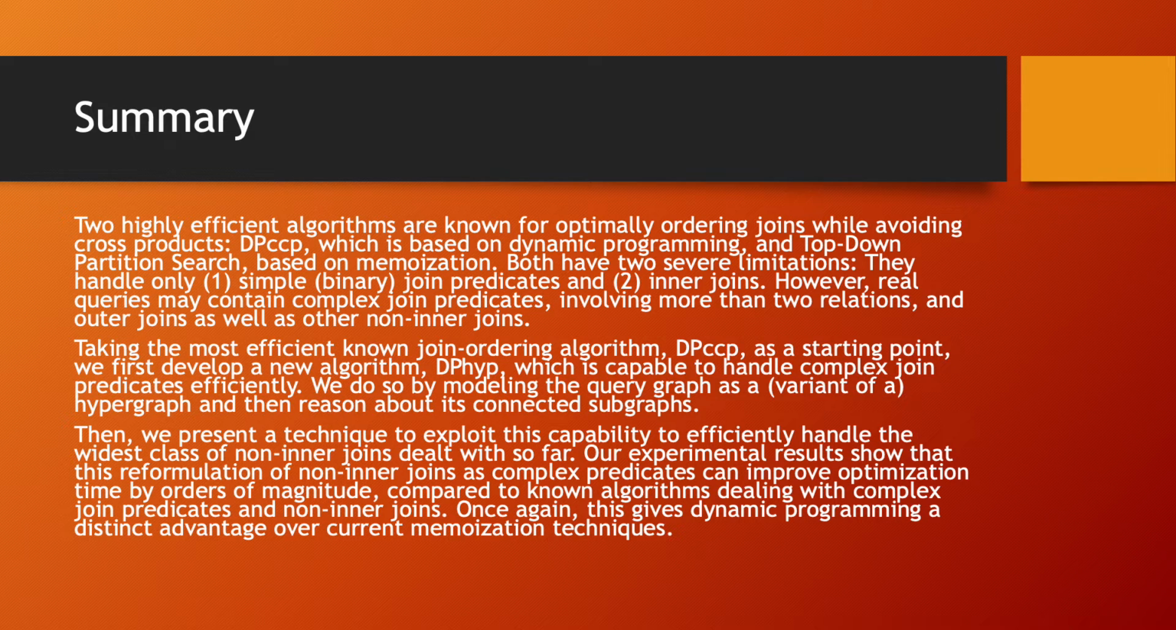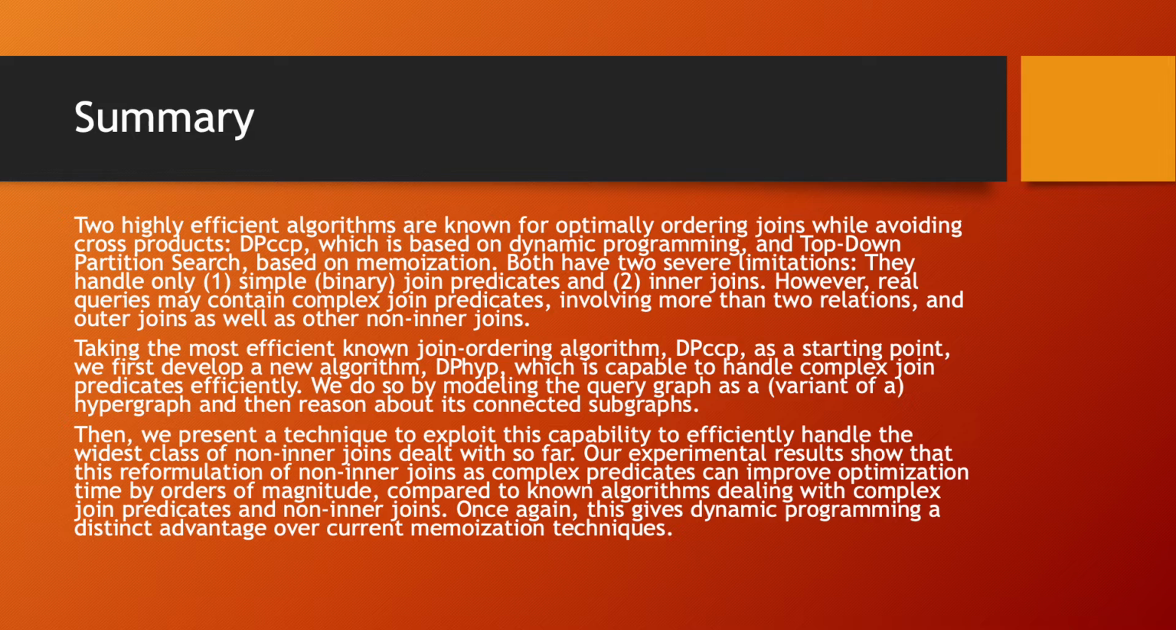They handle only simple, that is binary, join predicates and inner joins. However, real queries may contain complex join predicates involving more than two relations, outer joins, as well as other non-inner joins. Taking the most efficient known join ordering algorithm, that is DPccp, as a starting point, we first develop a new algorithm, that is DPhyp, which is capable of handling complex join predicates efficiently.